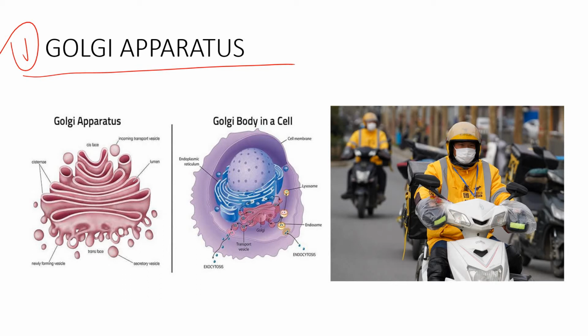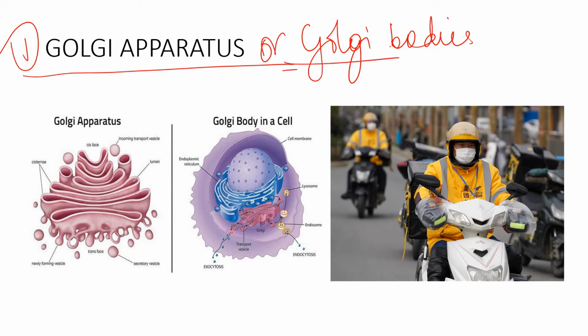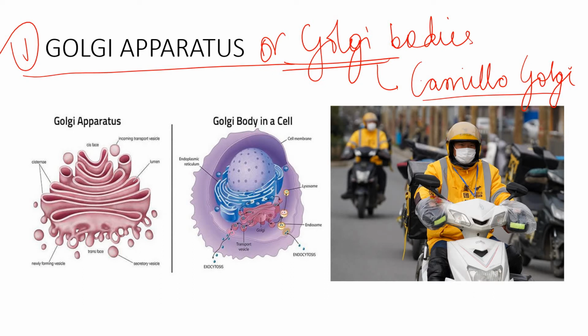What are they? Page number 27. It's also called Golgi apparatus or Golgi bodies. You know why the name Golgi has come? Because this structure was discovered by Camillo Golgi, okay. He was a scientist and he discovered this structure. So in honor of his name, it's known as Golgi apparatus, okay.